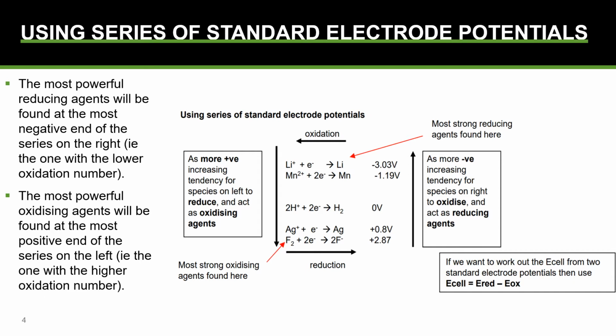If we need to calculate the electromotive force for this reaction, so lithium will react with fluorine to form lithium fluoride, the electrode potential value will be 2.87 minus negative 3.03, which would be a total value of 5.9 volts.